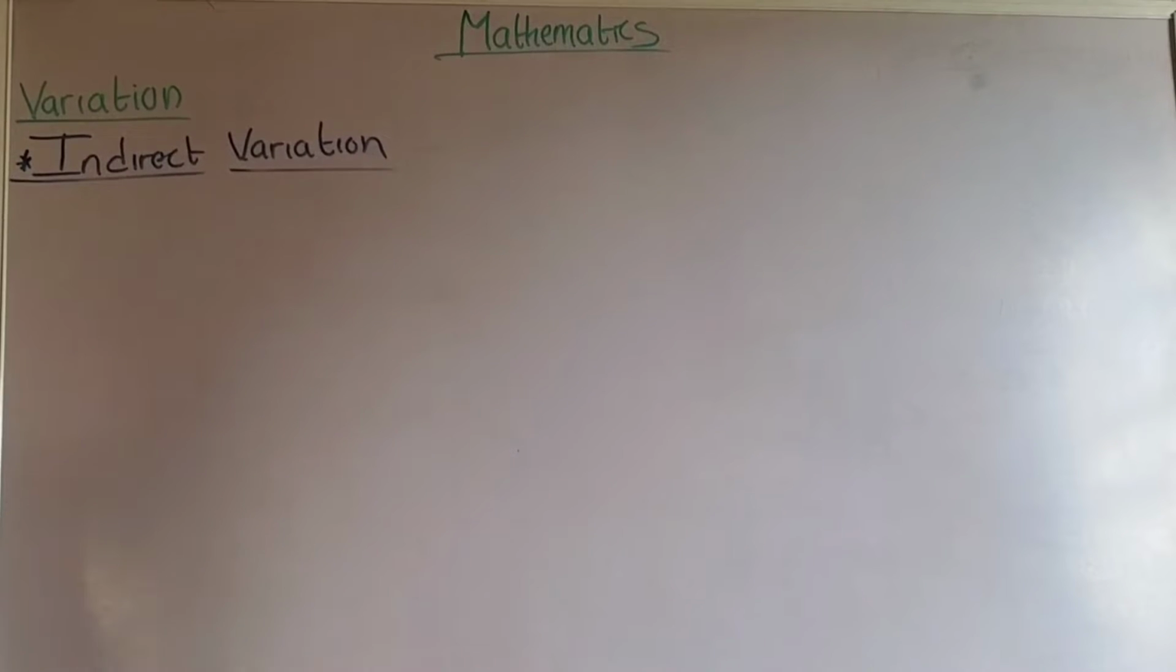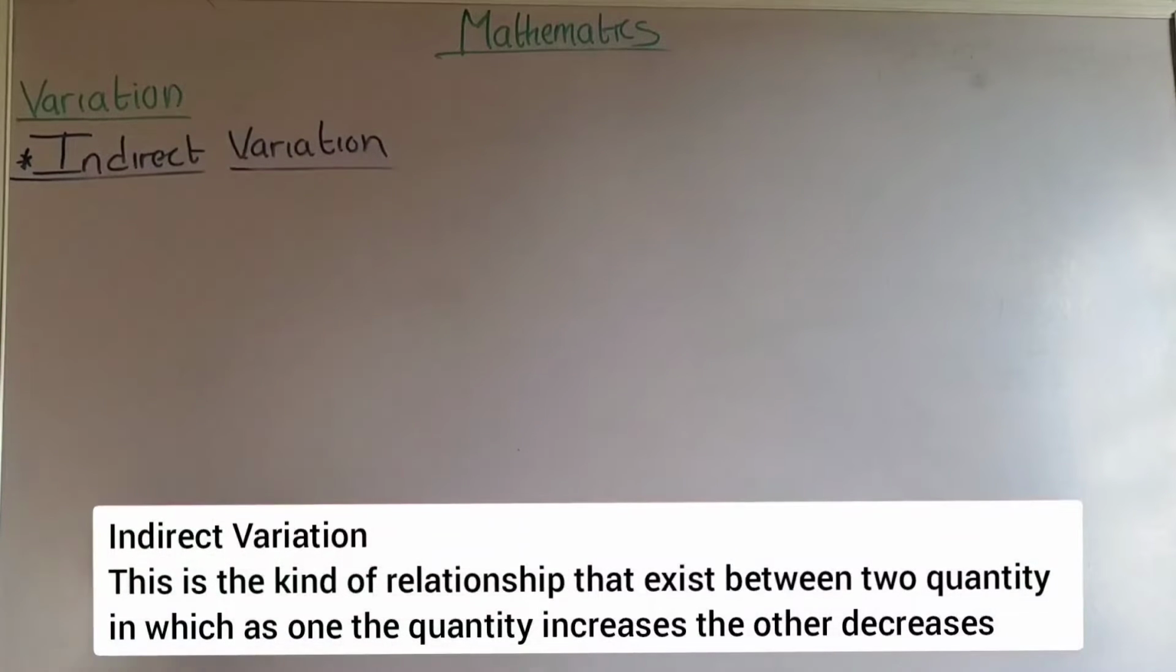In this class, we're going to go over questions on indirect variation. Okay, what exactly do we mean by indirect variation? A variation whereby one of the quantities increases while the other decreases. That kind of variation is what we call indirect variation. You understand? Listen to the explanation again.